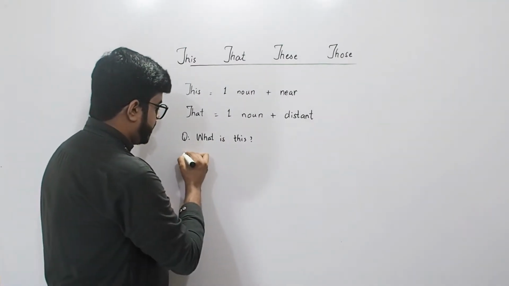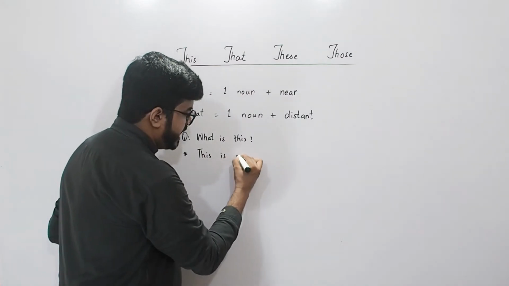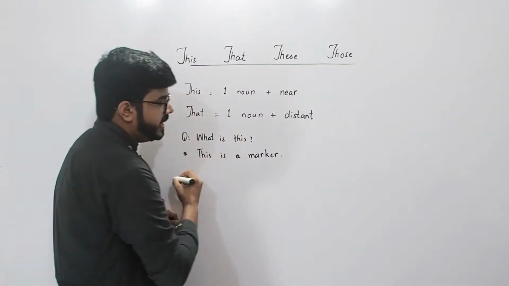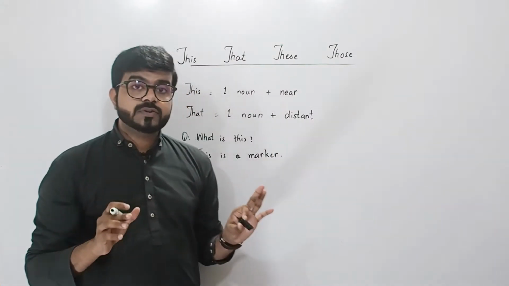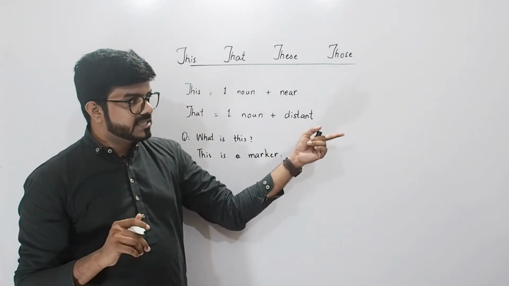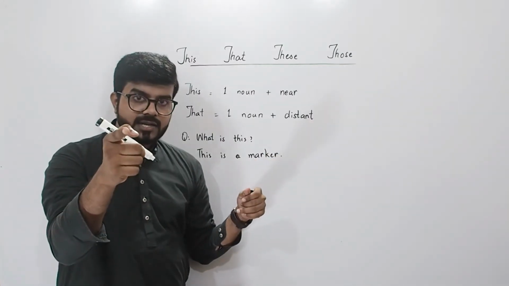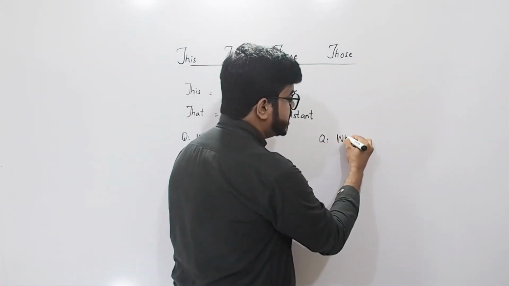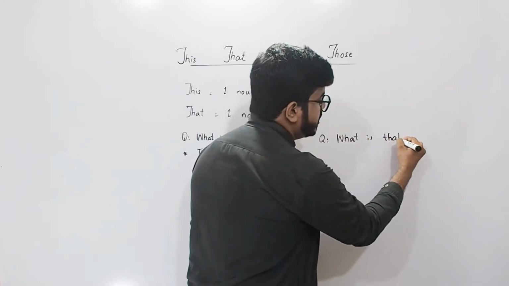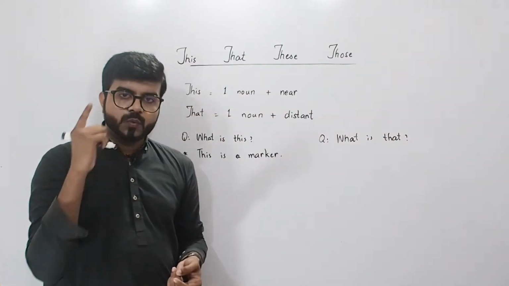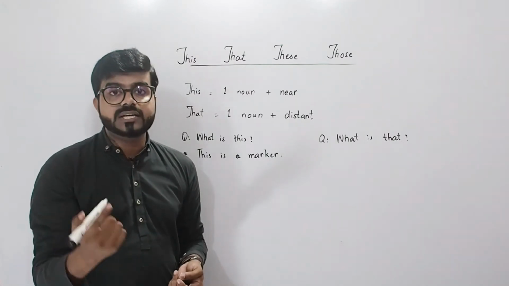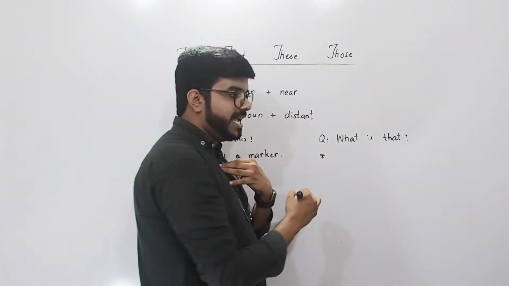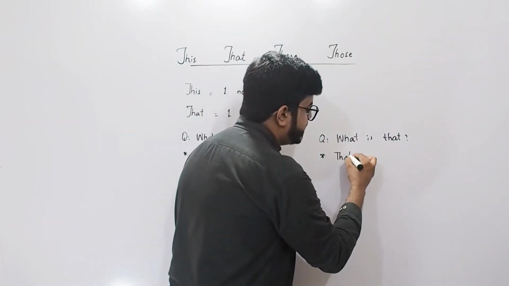So this is a marker, right? Another question about that, like something which is not close to me: what is that? What is that? So that is a camera, right? Something which is not close to me, I'll be using what is that. I'm using that specifically for one thing which is not nearby me, right? So the answer on my perspective will be, that is a camera.